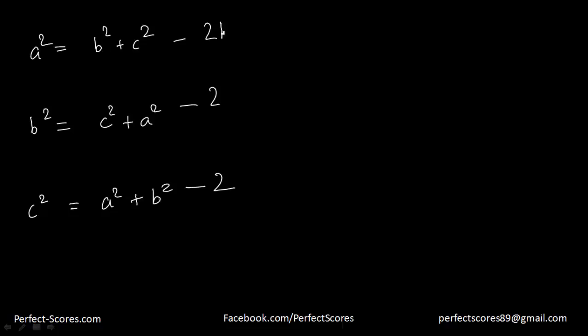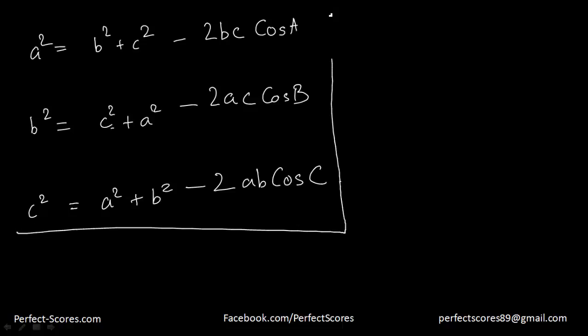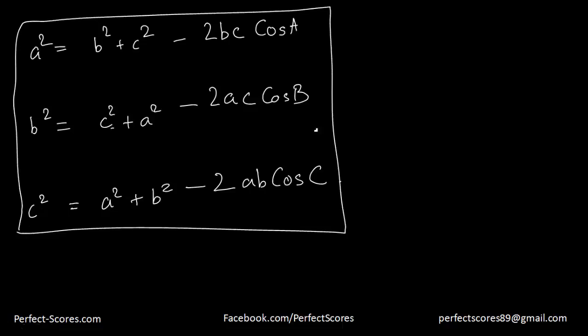It's b and c, so it's bc. It's c and a, so it's ac. It's a and b, so it's ab. Then what is left? So if it's b and c, what is left? A is left. So cosine of a, ac; cosine of b, ab... cosine of c. So this is what we call the cosine rules of triangle, right?